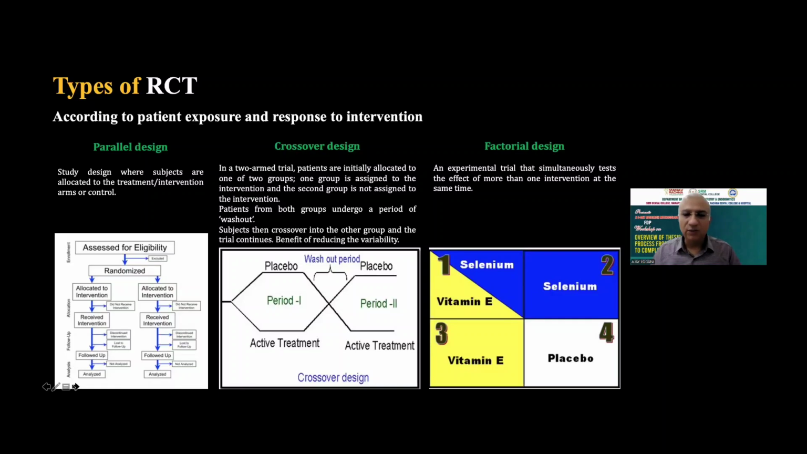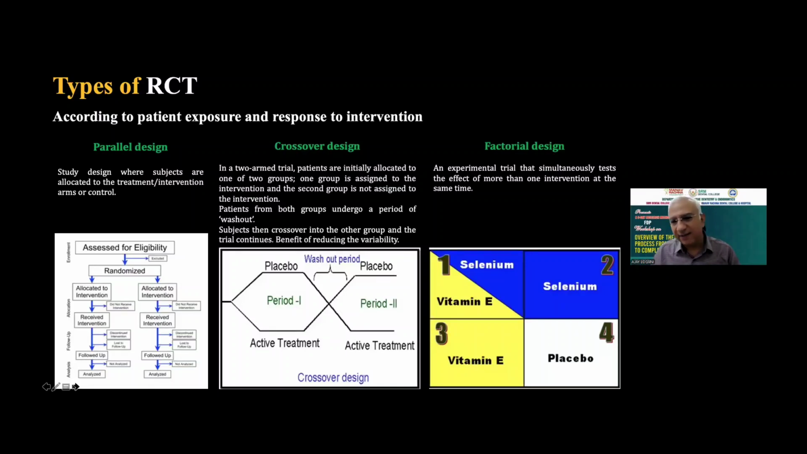A crossover design is basically a two-arm trial where patients are initially allocated to one of the two groups. One group is assigned to the intervention, and the second group is not assigned to the intervention. That means it acts as a control or a placebo. Patients from both groups then undergo a period of washout. That means the trial is stopped at that period of time, and the patients in both the groups are given a washout time, and then the subjects cross over into the other group, and the trial continues. The benefit of doing a crossover design is that it reduces the variability.